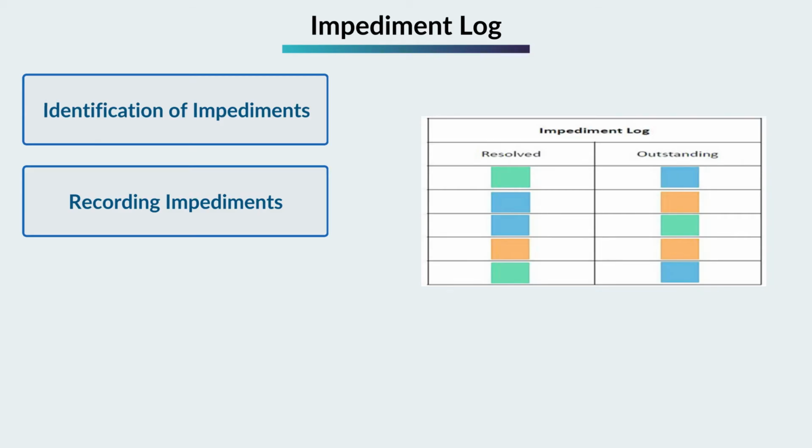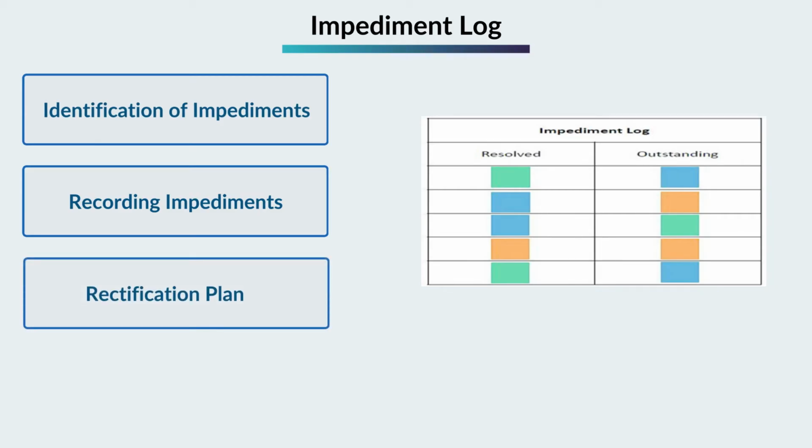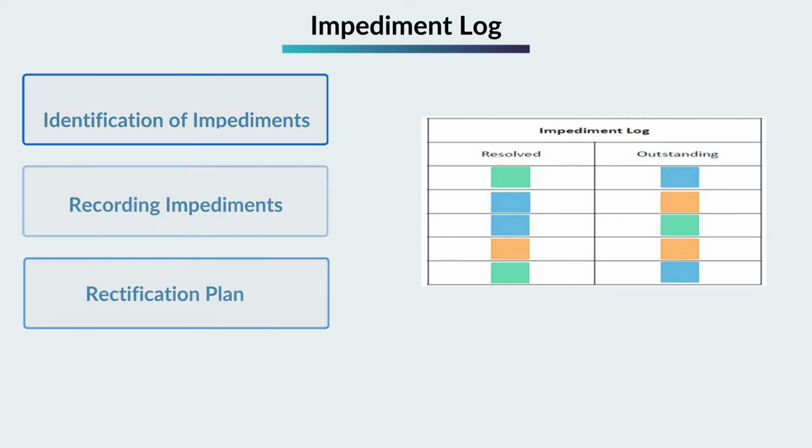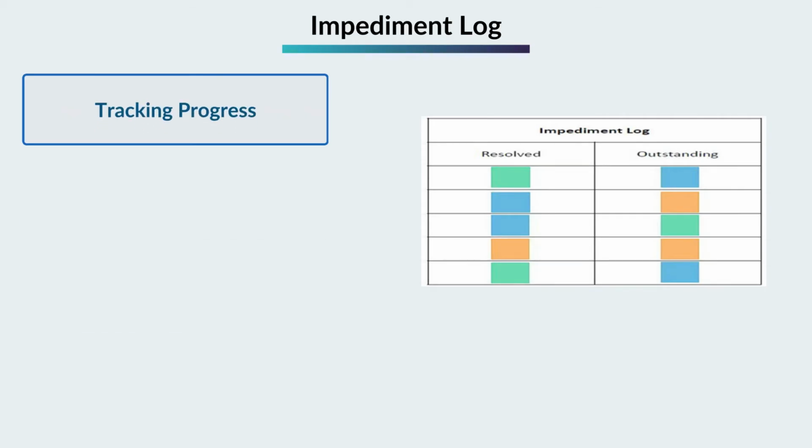Rectification plan. For each identified impediment, a rectification plan or action items are outlined. This plan may involve assigning responsibility for resolving the impediment, setting a target date for resolution, and describing the steps needed to address it. Tracking progress. The Scrum Master and the team regularly review the impediment log to track the progress of addressing impediments. During the sprint, they assess whether the impediments have been resolved and if any new impediments have arisen.